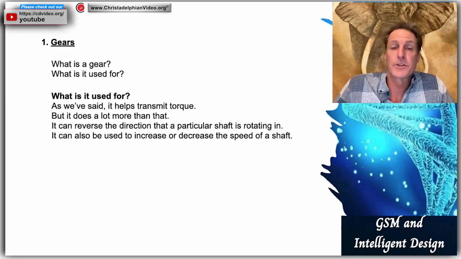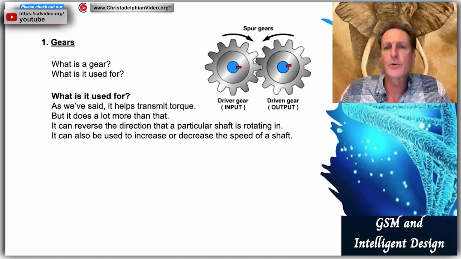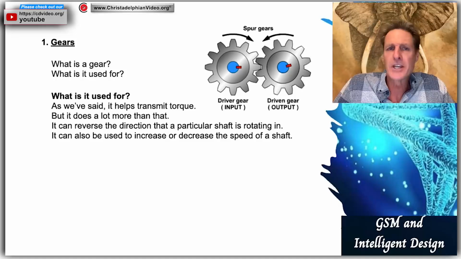What is it used for? As we've said, it helps transmit torque or power, but it does a lot more than that. It can reverse the direction that a particular shaft is rotating in. It can also be used to increase or decrease the speed of a shaft. And here you're probably more familiar with your car, where changing gears means changing the ability of your car to go faster or slower. So as your car engine turns, there is a limited range in how fast it turns, and you need greater ranges to turn your wheels, and gears provide this in linking your engine to your wheels.